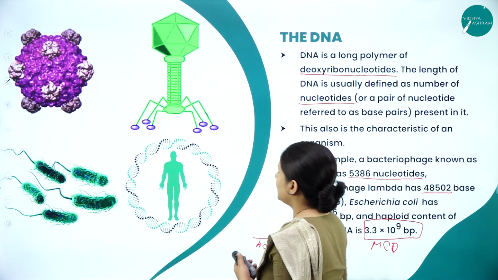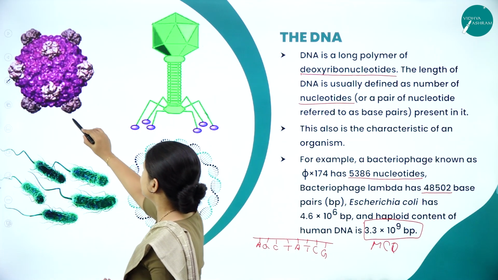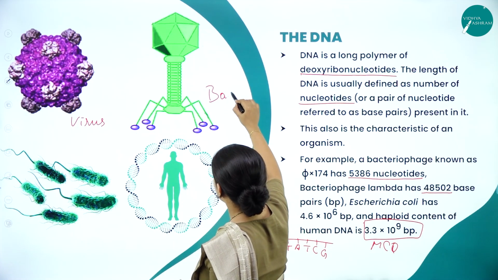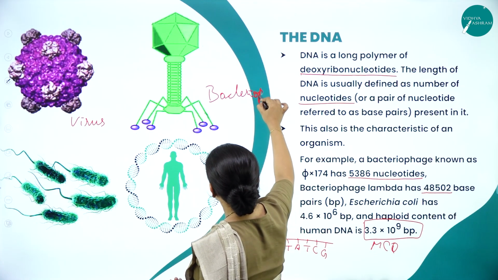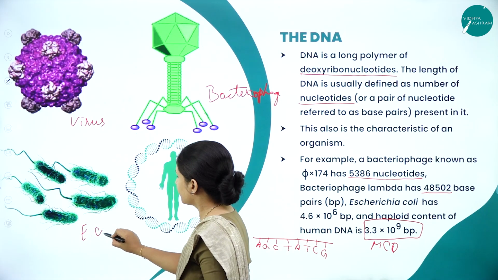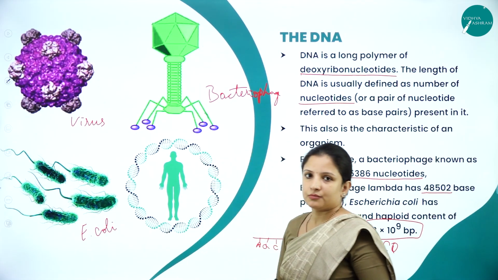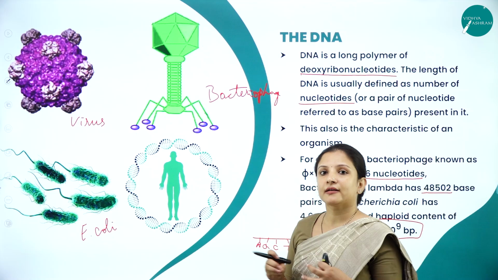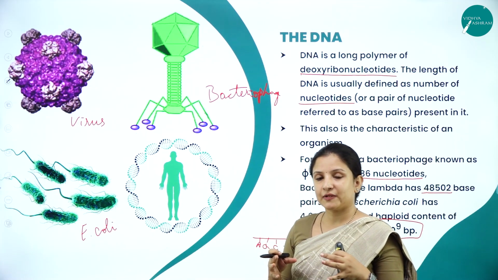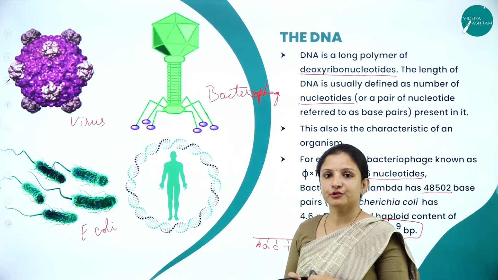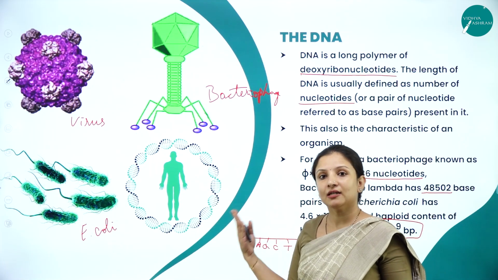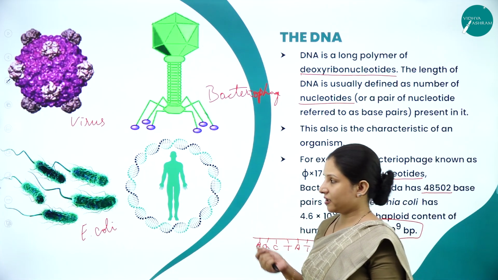So here, as you can see, we have taken the example of a virus. This is one form of a virus. Then here we have taken the example of a bacteriophage. All these have different lengths of DNA. Then we have E. coli, and humans. The human genome is the one that is entirely sequenced. So we know what the different nucleotides present in the body are, and where exactly they are positioned in DNA. Entire human genome sequencing has been done. We'll learn about that in the last topic of this chapter.